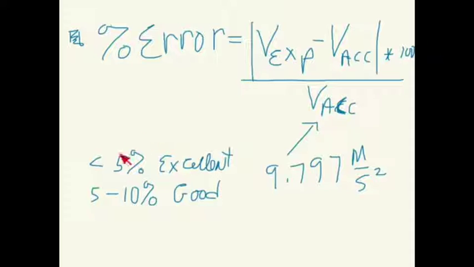And maybe, if it's worthwhile, do that for the acceleration time graph. If you get less than 5%, that's considered excellent. 5 to 10%.